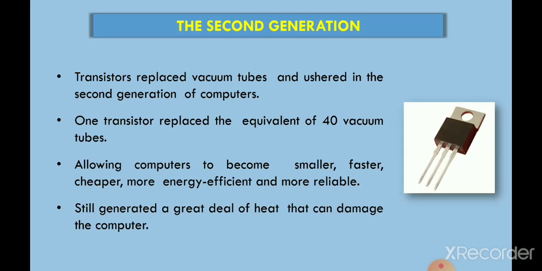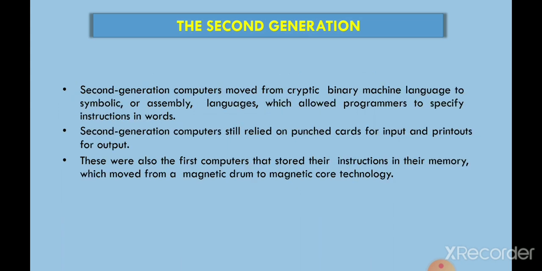In the second generation, transistors replaced vacuum tubes. One transistor replaced the equivalent of 40 vacuum tubes, allowing computers to become smaller, faster, cheaper, more energy efficient, and more reliable. They still generated a great deal of heat that can damage the computer.